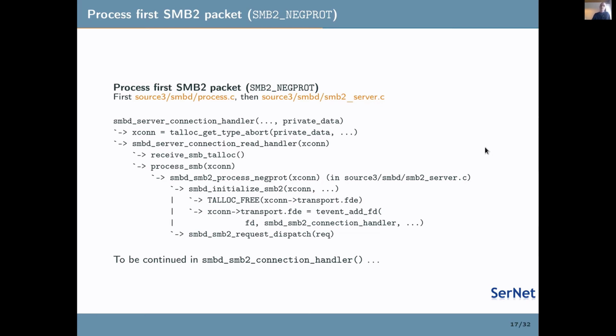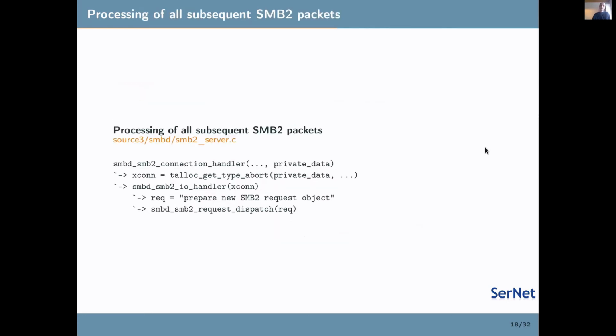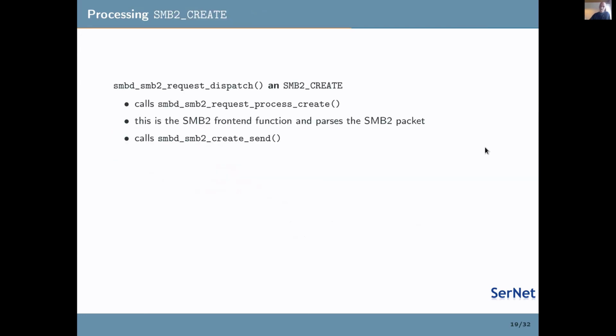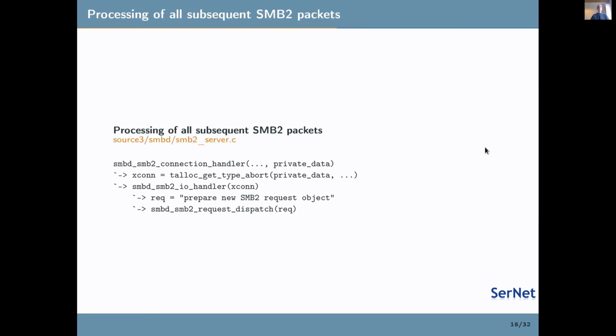And then any subsequent SMB2 requests will be handled by this function, the SMB2 connection handler. Whenever there's I/O on the lower level file descriptor, we process this I/O. We prepare a new SMB2 request object, and then we call the SMB2 request dispatch function for the request.